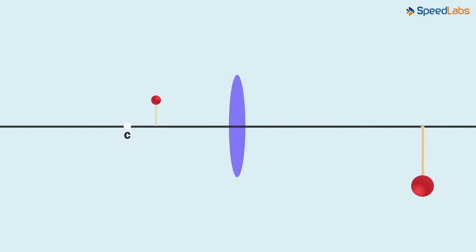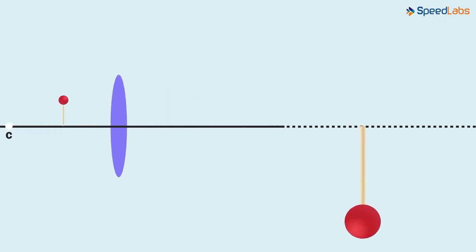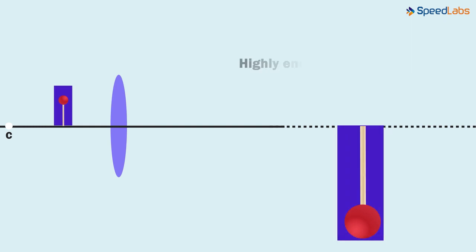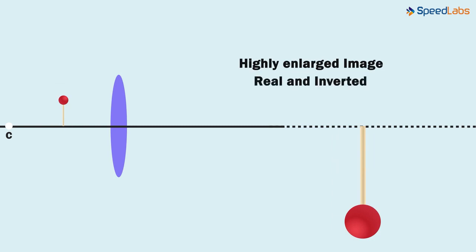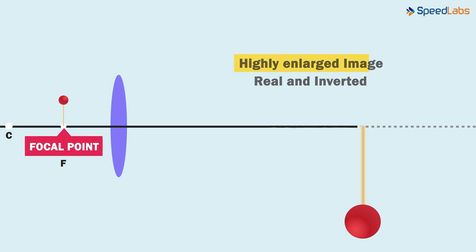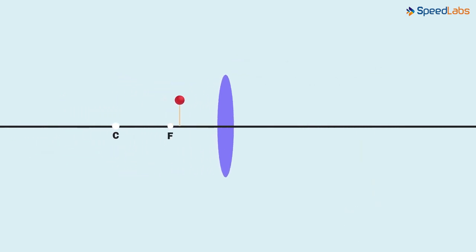Keep moving the object further ahead and you will find that at some point the image will be huge in size. Yes, at this position of the object, the image formed will be highly enlarged. Also, the image will be real and inverted and positioned very far away on the opposite side. This point is given a name and it's called a focal point. So when any object is kept at a focal point of a lens, its image will be highly enlarged. Now let's move the object further towards the lens.